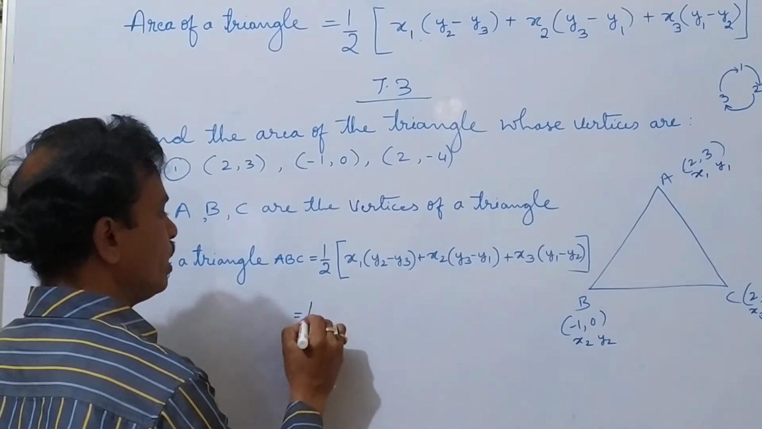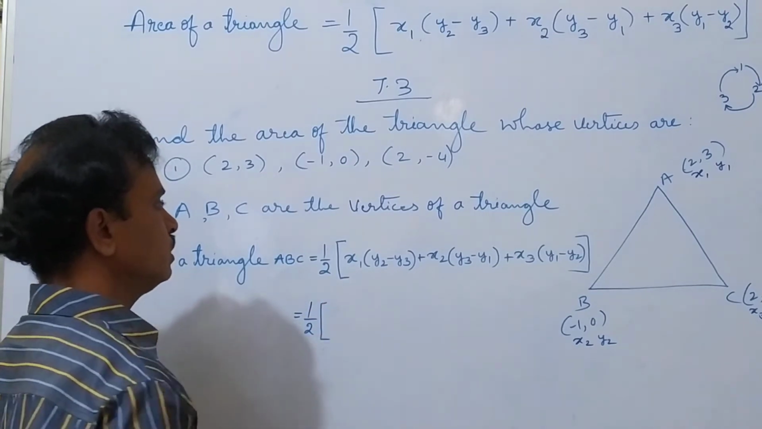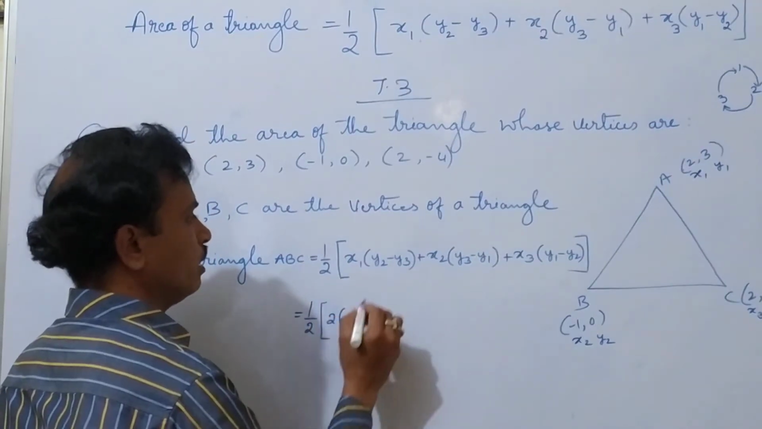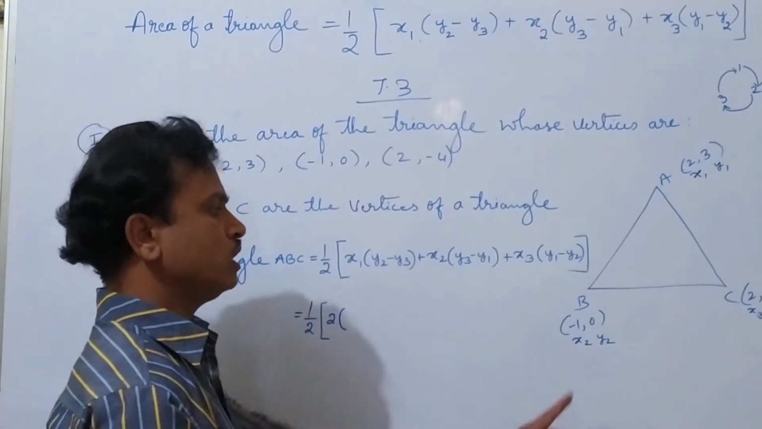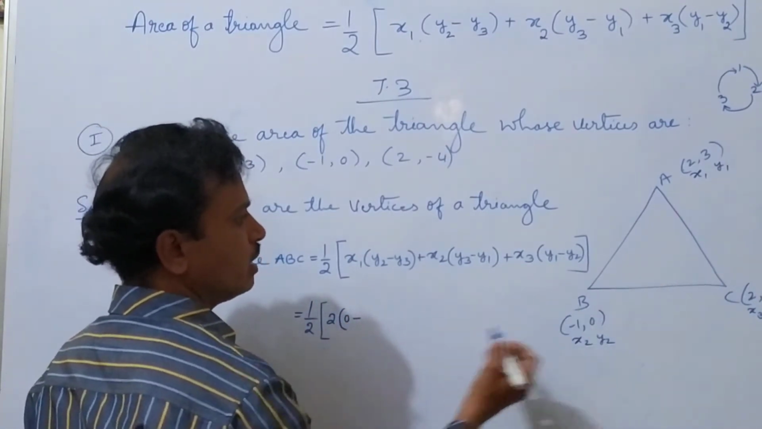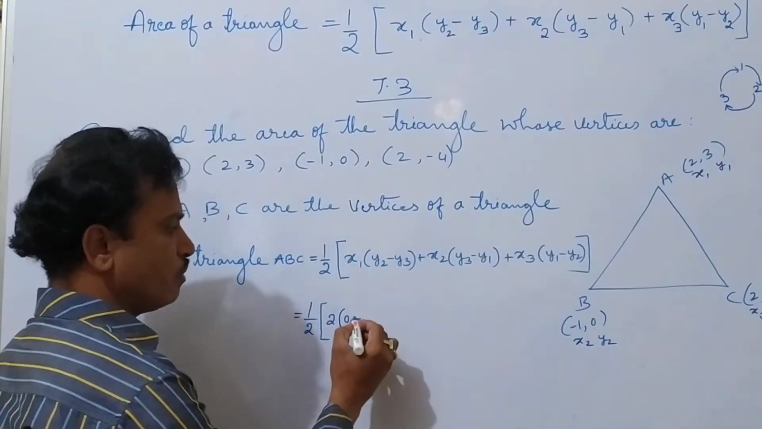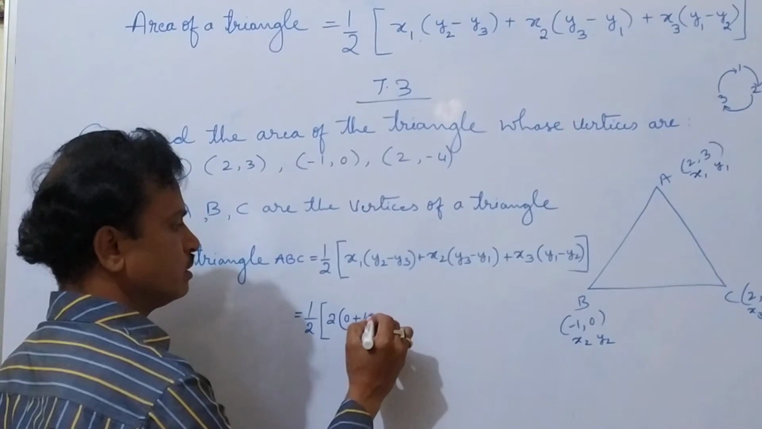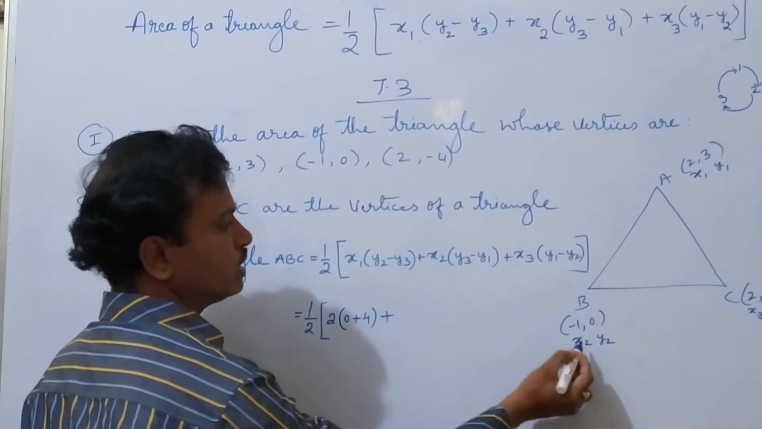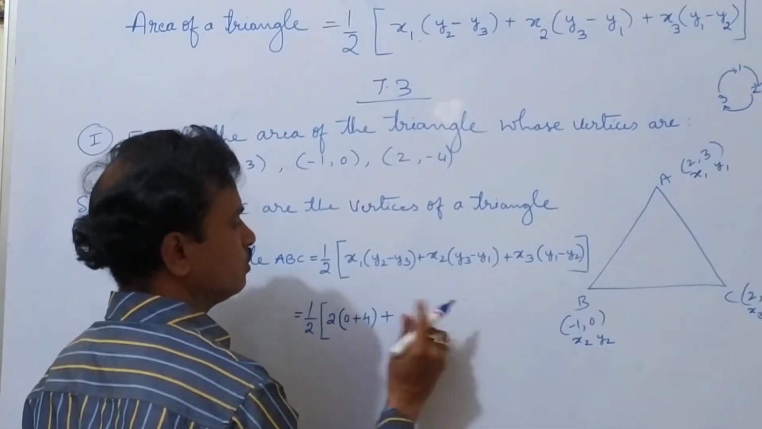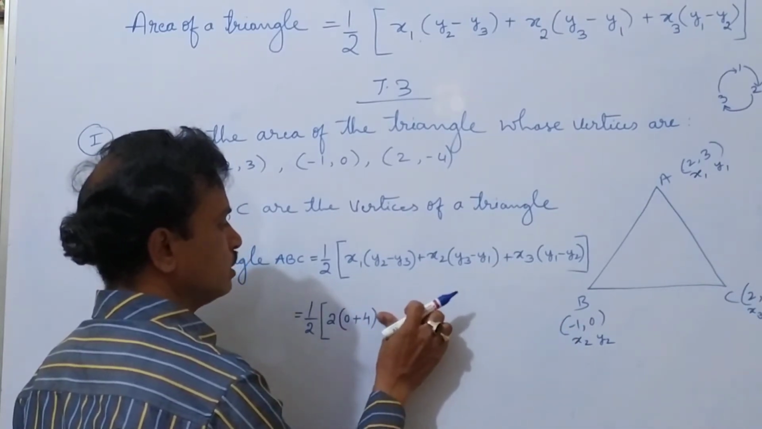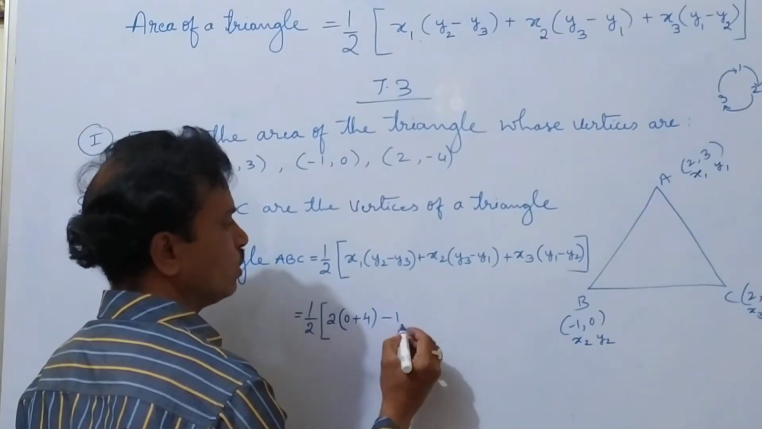1 by 2 we copy as it is. What is x1 here? 2. Then y2 minus y3. What is y2 here? 0. Minus y3, what is there? Minus 4 is there, but here minus is there. Minus into minus is plus, so we write 4. Then plus x2. x2 is minus 1, so minus 1 into plus, it becomes minus 1.